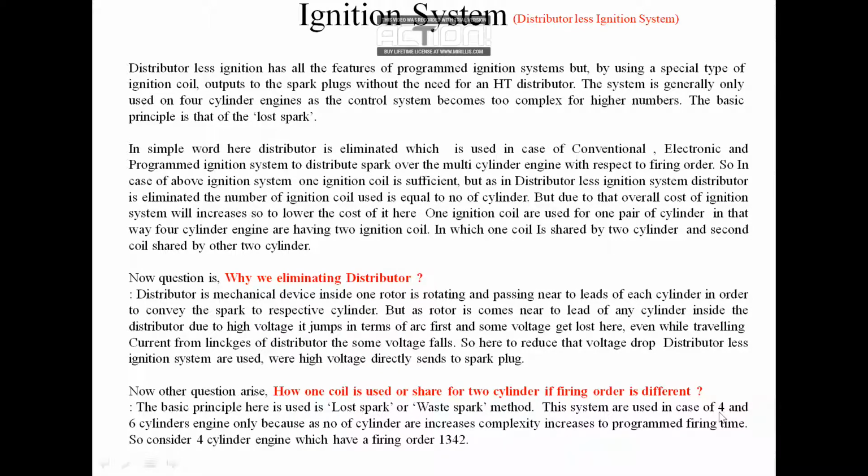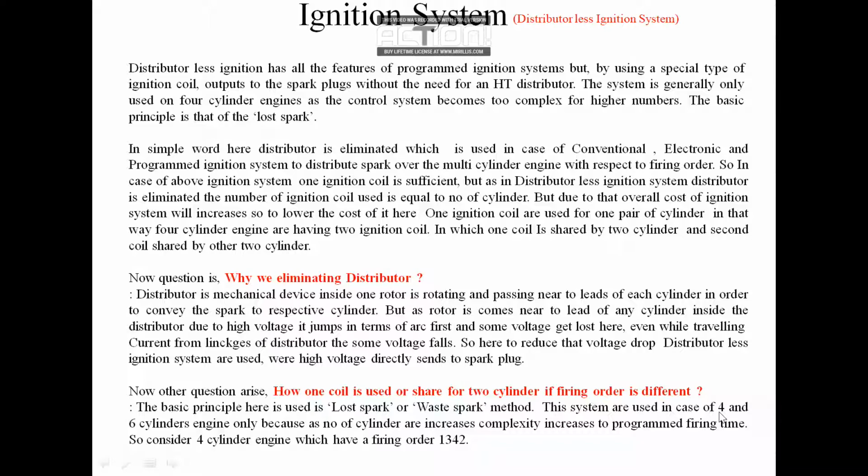Hello class. Now here we will see what is a distributorless ignition system. The basic principle is the same as that of the programmed ignition system. It is using the same sensors which we are using in case of the programmed ignition system.